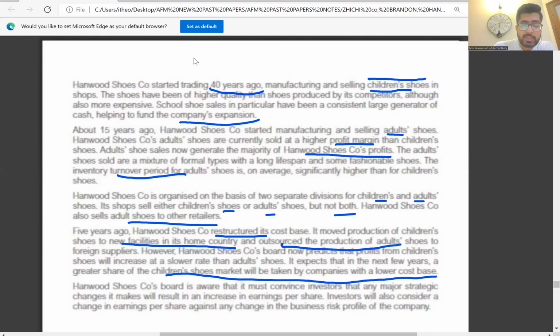Hanwood Shoes Board is aware that it must convince investors that any major strategic changes it makes will result in an increase in earnings per share. Investors will also consider a change in earnings per share against any change in the business risk profile of the company. So you need to convince investors for any strategic change. Investors will also consider a change in EPS against change in business risk profile.